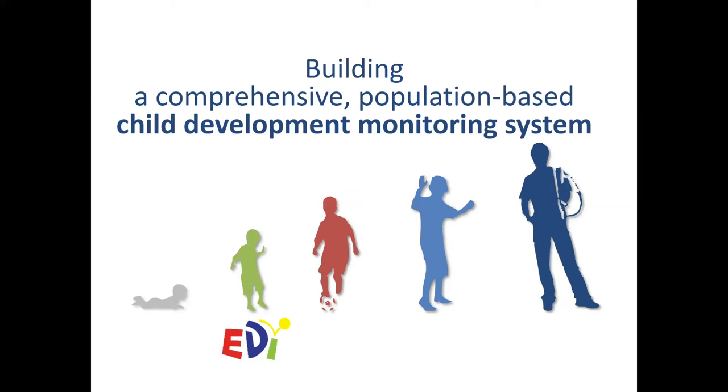So I'll say a few words about what we call this comprehensive population-based child development monitoring system, and how a large network of researchers and ministry folks and community folks are trying to build this monitoring system based on the success of the EDI. So if you look at the bottom, the pictures, we're trying to understand developmental trajectories all the way from conception into adolescence and early adulthood. And the EDI is, of course, a tool that we have already heard lots about from Magdalena. So the question is, how do we extend this monitoring to understand what happens in life earlier and later on?